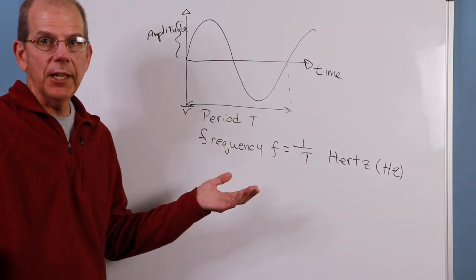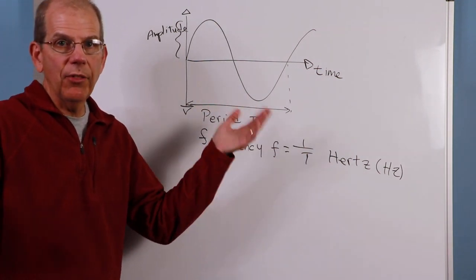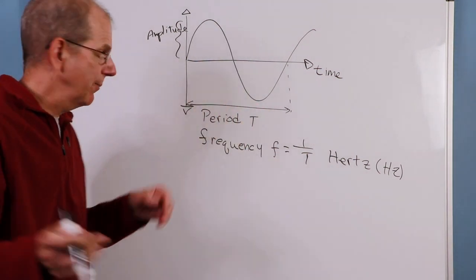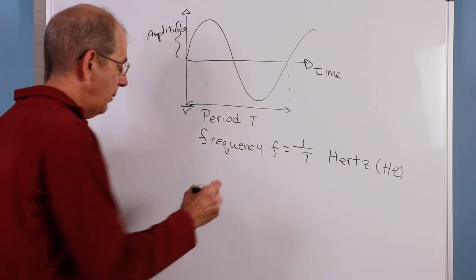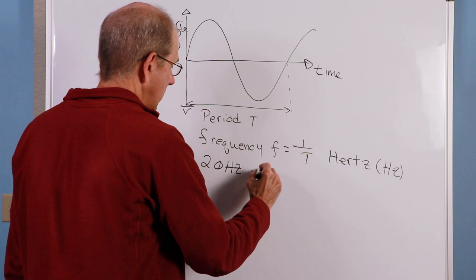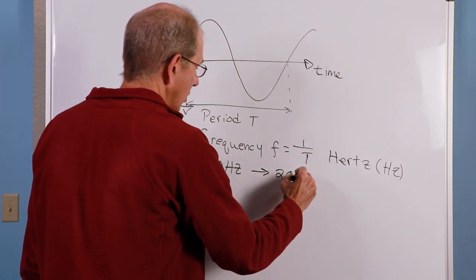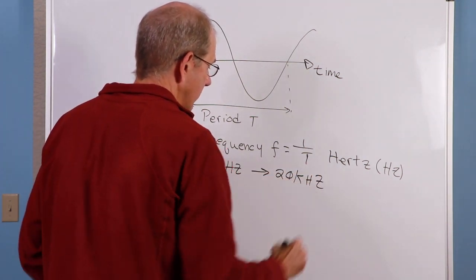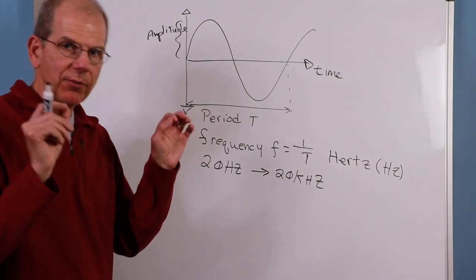So a typical young, healthy human can hear maybe from, on the low end, 20 hertz, super low bass, up to 20 kilohertz, the very top end, highest treble, high frequencies.